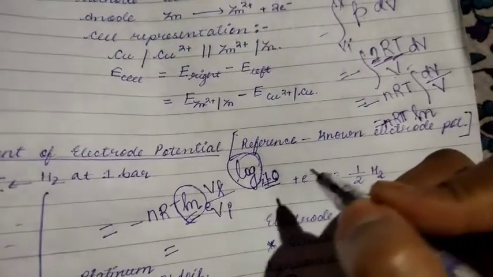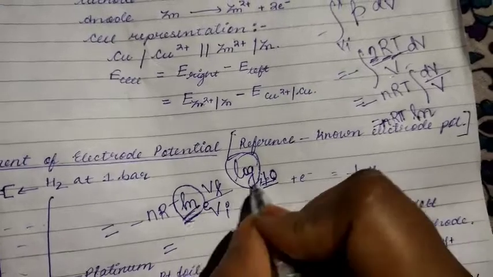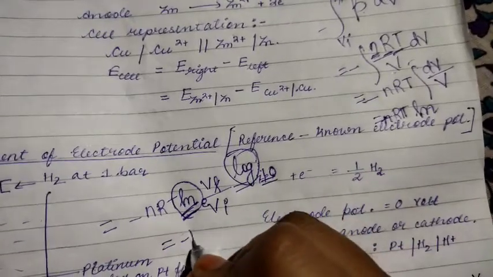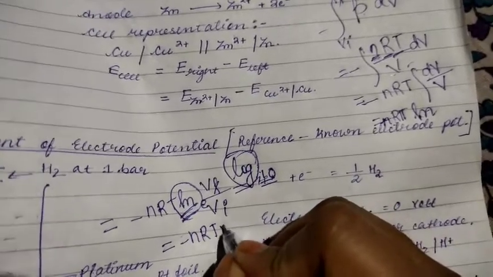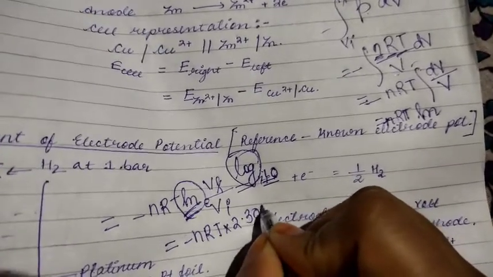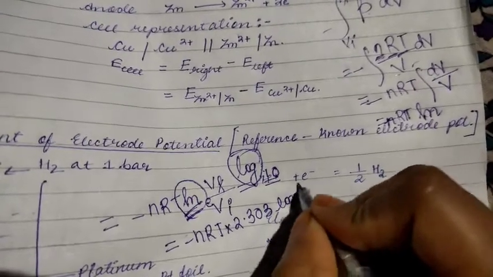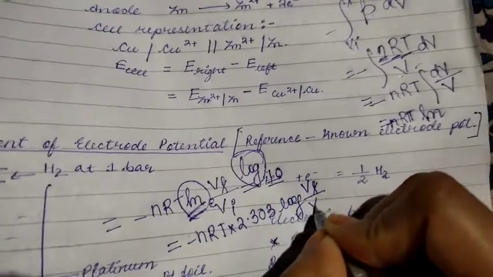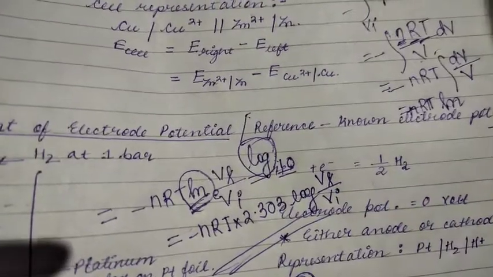We are not going to go into so much detail, but if you have to convert ln to log, you will use nRT into 2.303 log of V final by V initial. So this is the formula for work. Clear?